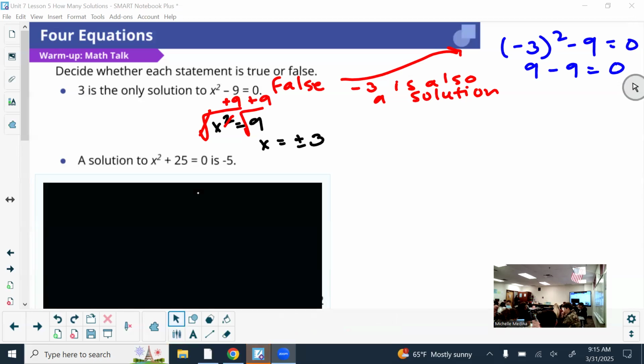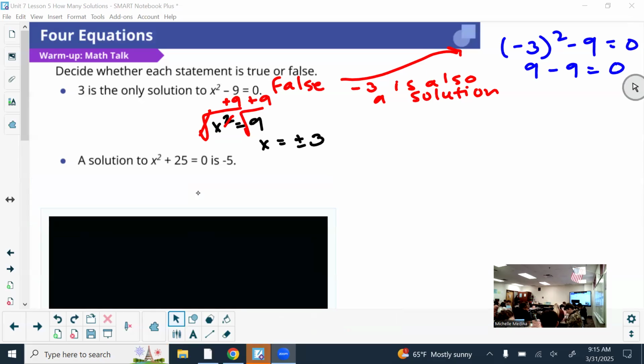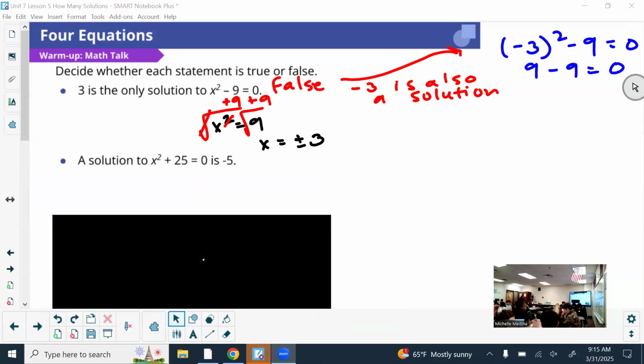All right, well then here's the next one to try and do in your head the best that you can. A solution to x squared plus 25 equals 0 is -5. Put your thumb up when you think you know whether that's true or false. That a solution to that equation is -5.